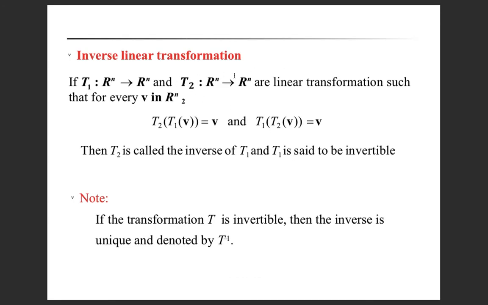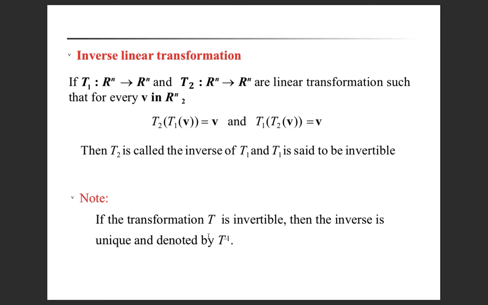Now, inverse of a linear transformation. Let T1 be a mapping from n-dimensional vector space to itself, and T2 is also a mapping from the n-dimensional real vector space to itself. These are given to be linear transformations such that for V belonging to Rn, T2 of T1V is equal to V and T1 of T2V is equal to V. Then T2 is called the inverse of T1 and T1 is said to be invertible.